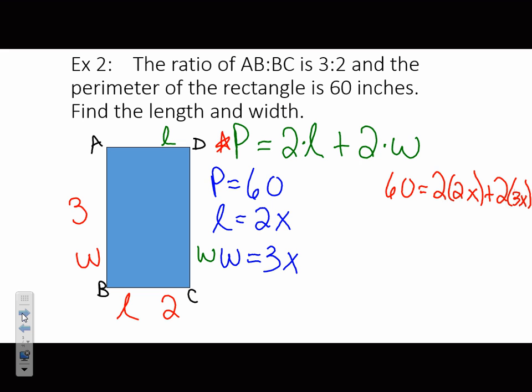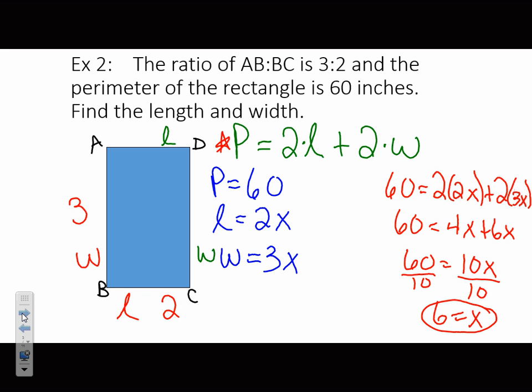Now we're going to go through and simplify this and solve for x. So 60 equals 4x plus 6x. So 60 equals 10x. To solve for x, we're going to divide by 10. And 6 equals x. Now we found x, but what they ask us for is the length and the width. So we have to go back over to our length and width right here and plug in our x. So we have 2 times 6, which is going to give us 12 inches. And we have 3 times 6, which is going to give us 18 inches.